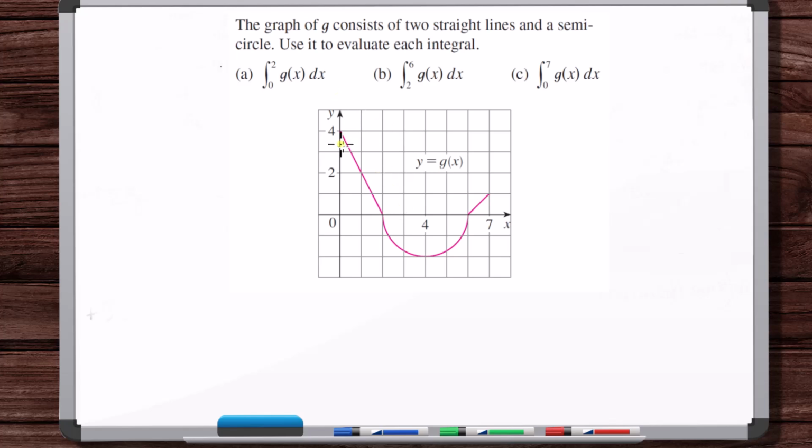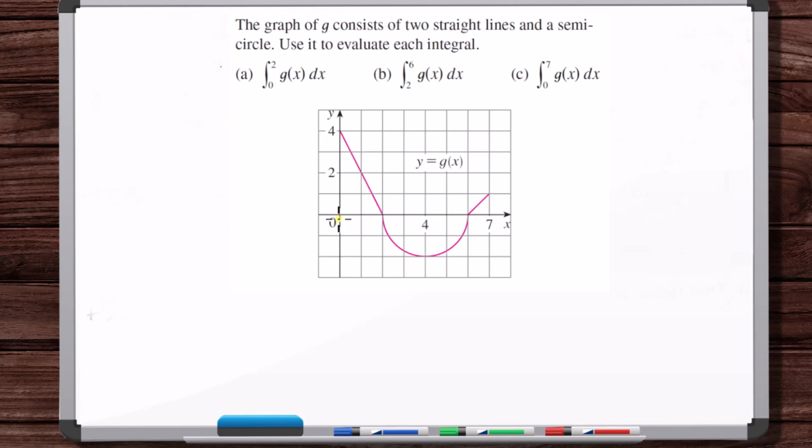And so what they're saying is that this is the area of a triangle, this is the area of a triangle, and this is the area of a circle, or a portion of a circle. So we can evaluate this using geometry. We don't need to use the Riemann sum here, which is just an interesting perspective on definite integrals. And so what is this integral here? This is g of x from 2 to 0, so from 0 to 2. Well, it's just the area of this triangle, literally: 1/2 base times height.